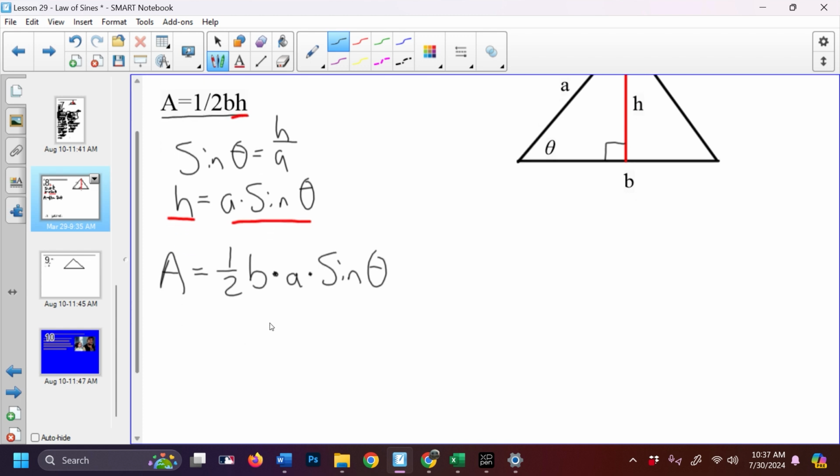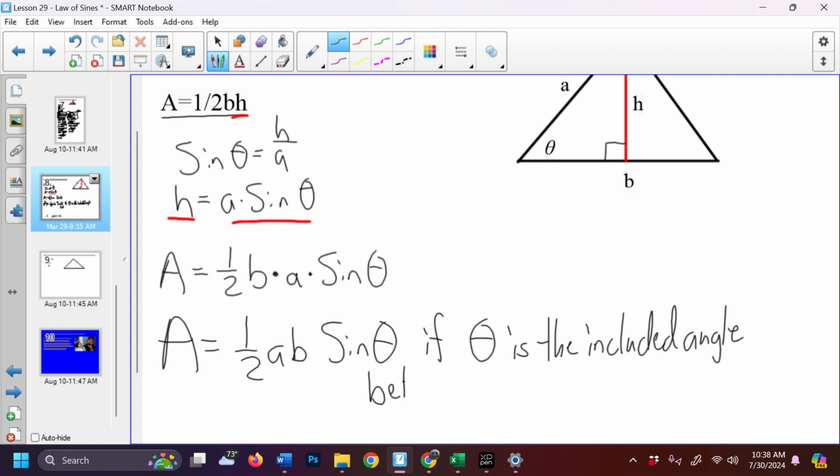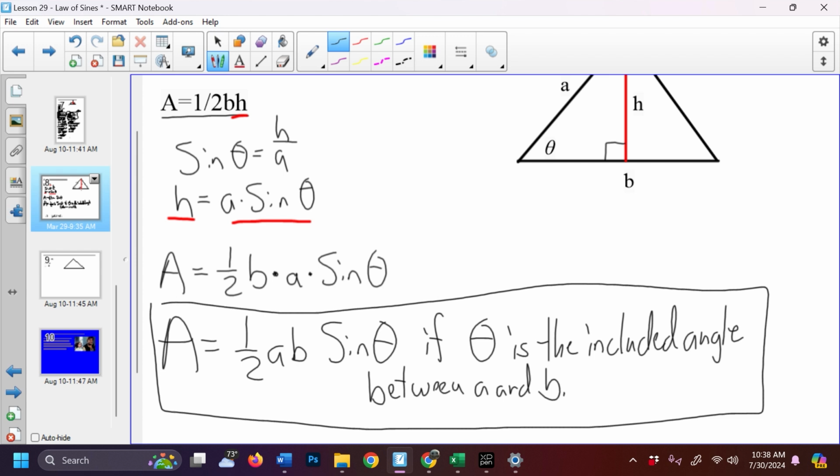So a new formula, if we'll just reorder to keep it in alphabetical order, A is equal to 1/2 a times b times the sine of theta, if theta is the included angle between a and b. So we have a new method for finding areas of triangles.